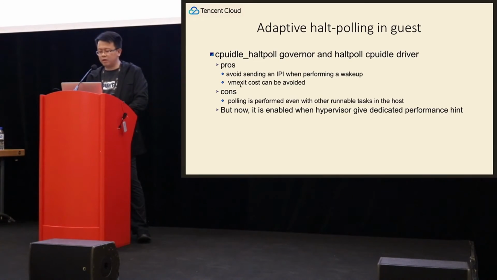This year, Marcelo from Red Hat introduced the cpuidle haltpoll governor and the haltpoll cpuidle driver. Since it polls in the guest, it can avoid the VM exit cost, and it can also avoid sending an IPI when performing a wake up. So is there any drawback for this solution?